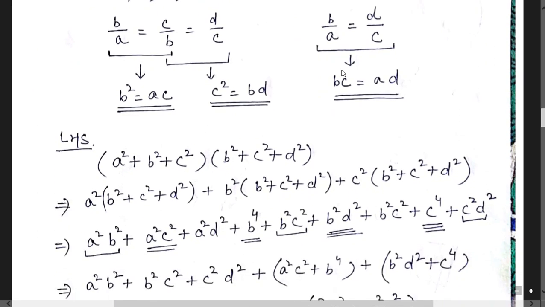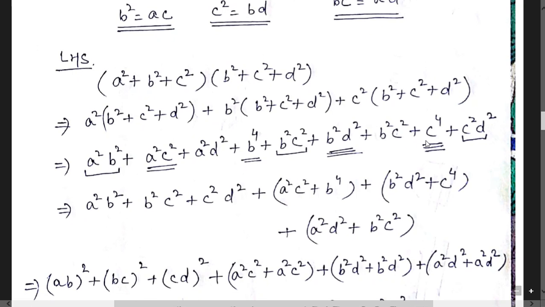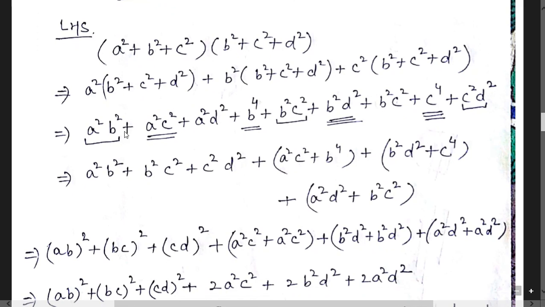Now start with the left hand side. You can write a square plus b square plus c square, b square plus c square plus d square, then multiply a square by all the terms, then b square, then c square. Then open the bracket. Just by simple multiplication you can open the bracket. Up to this point it's okay.